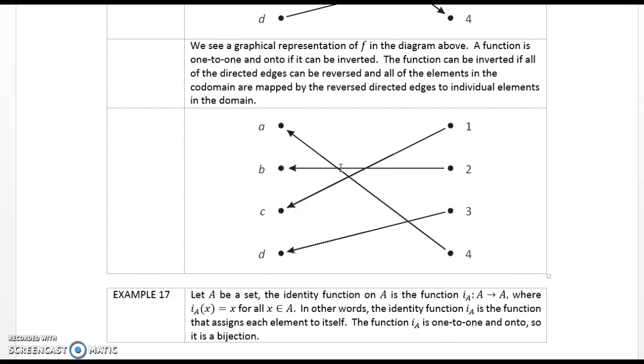A function is one-to-one and onto if it can be inverted. The function can be inverted if all the directed edges can be reversed and all the elements in the codomain are mapped to by the reverse directed edges to individual elements in the domain.